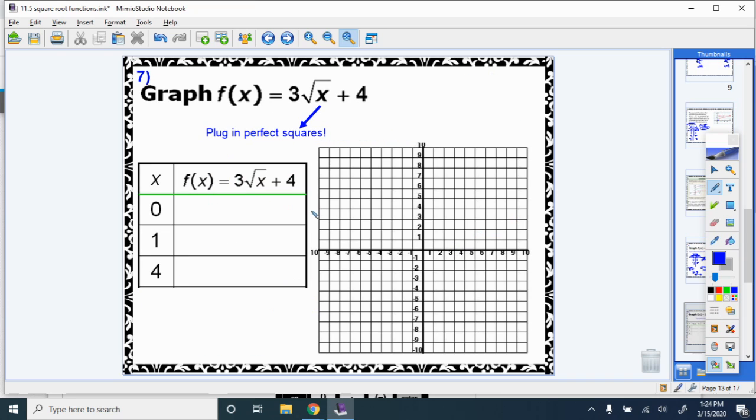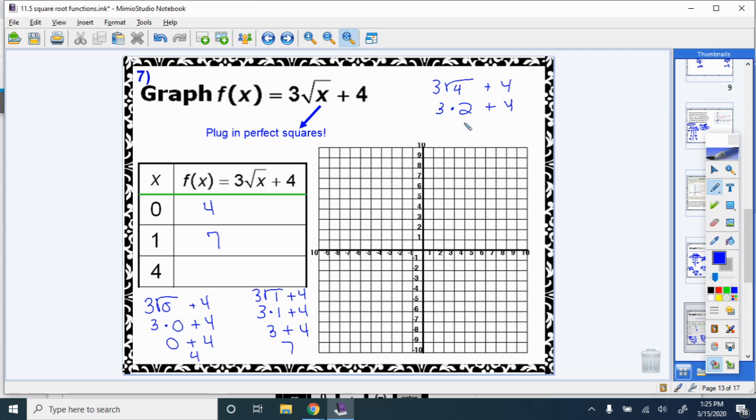All right, on this one, we've got just the square root of x, so we can plug in perfect squares and follow order of operations. First, I need to take the square root of 0, which is 0. And then, using order of operations, I would multiply. 3 times 0 is 0, and 0 plus 4 is 4. Now let's substitute 1. The square root of 1 is 1. 3 times 1 is 3. 3 plus 4 is 7. And lastly, we're going to substitute 4. The square root of 4 is 2. 3 times 2 is 6. 6 plus 4 is 10.